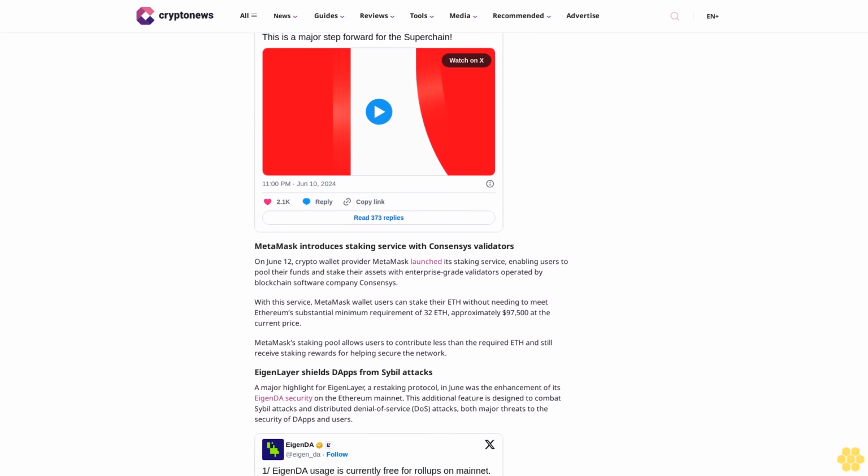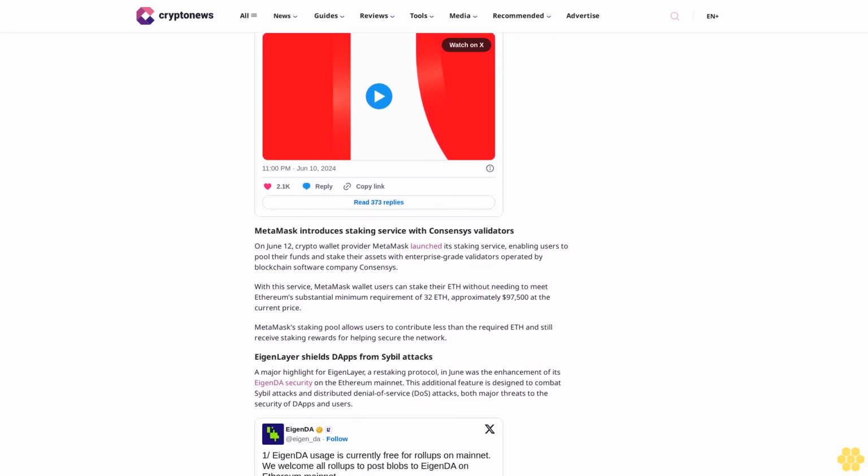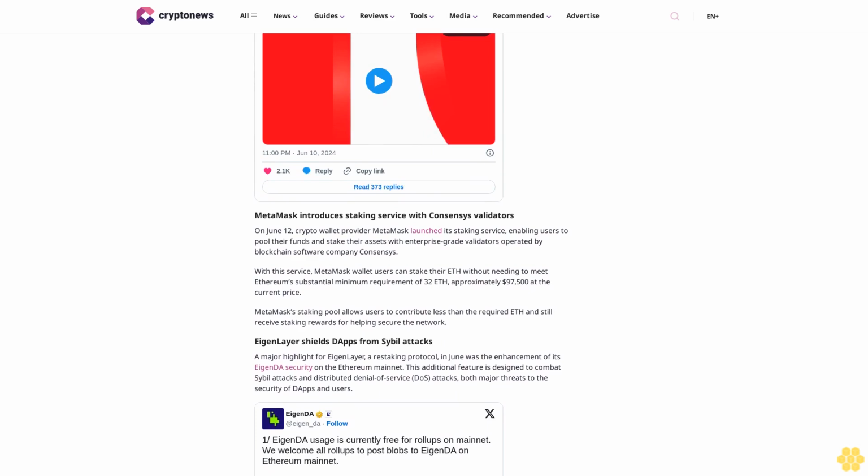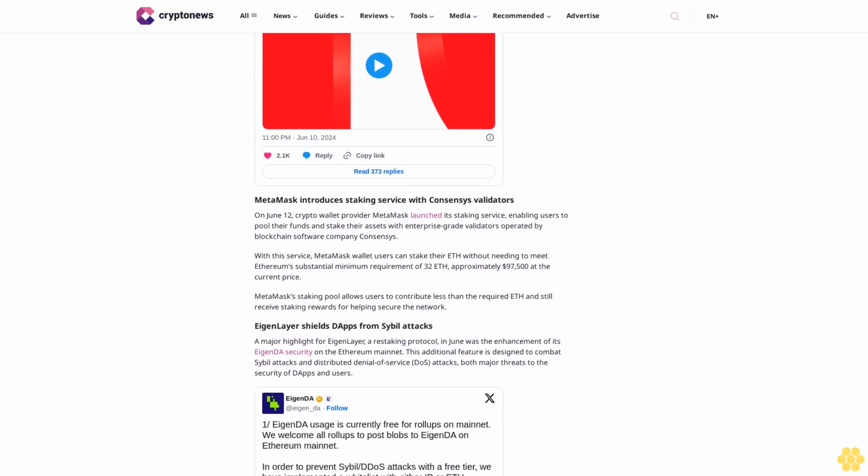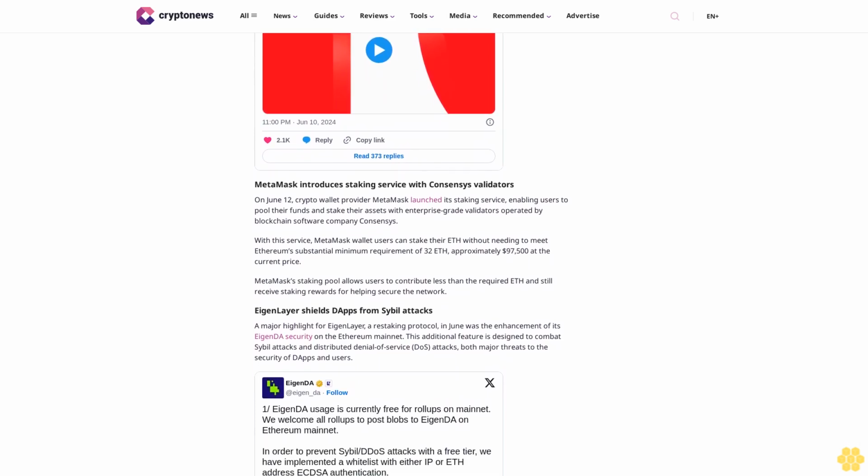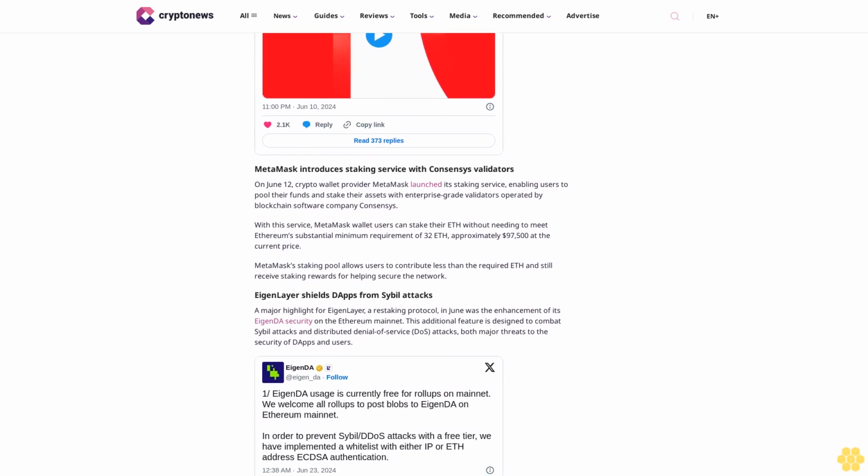At least four other networks built on the Optimism stack, Base, Metal, Mode, and Zora, are also expected to integrate fault proofs soon. MetaMask introduces staking service with Consensys validators.